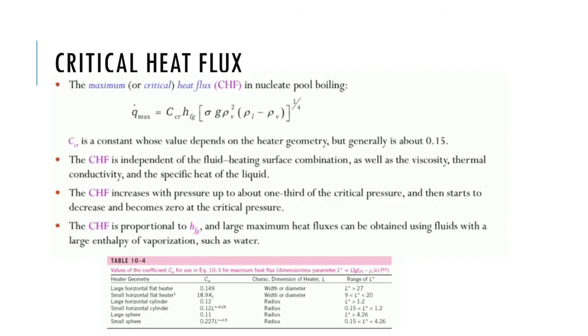Critical heat flux. The maximum or critical heat flux, CHF, in nucleate pool boiling is given as Q max is equal to C CR into HFG into the fourth root of sigma g rho V squared into rho L minus rho V. C CR is a constant whose value depends on the heater geometry but generally is about 0.15. The critical heat flux is independent of the fluid-heating surface combination as well as viscosity, thermal conductivity and specific heat of the liquid. The CHF increases with the pressure up to about one third of critical pressure and then starts to decrease and becomes 0 at critical pressure. The CHF is proportional to the enthalpy HFG, and large maximum heat fluxes can be obtained using fluids with a large enthalpy of vaporization such as water.